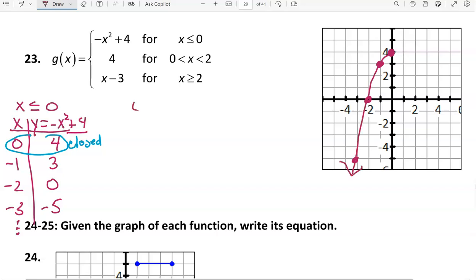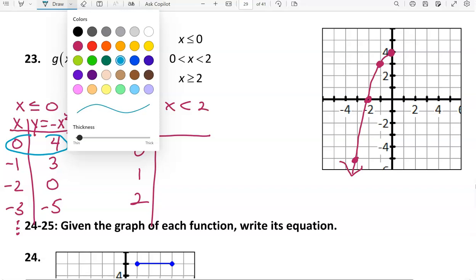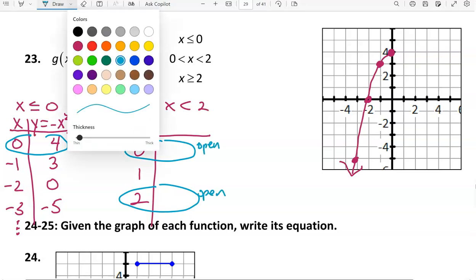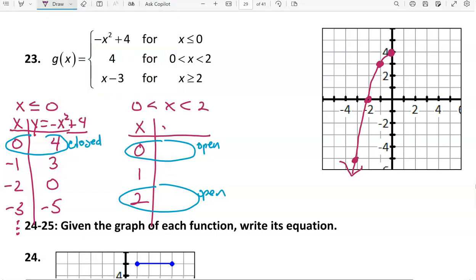The next interval is for x between 0 and 2, and our x's that can be used for that are 0, 1, and 2. Notice that neither endpoint is included in the interval, so that means that each of these points here will get an open circle. And for this interval, the y's are equal to 4, so that means no matter what, the y's are 4. So now we have 0, 4 with an open circle.